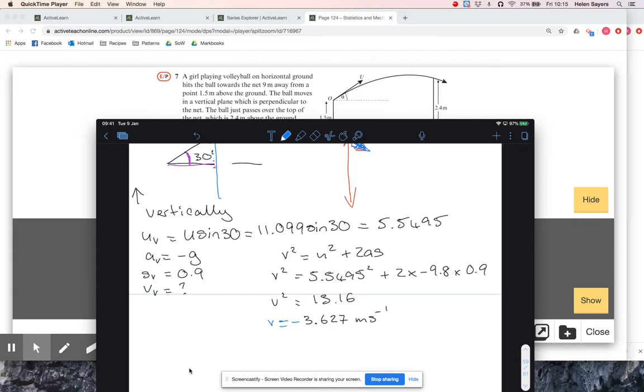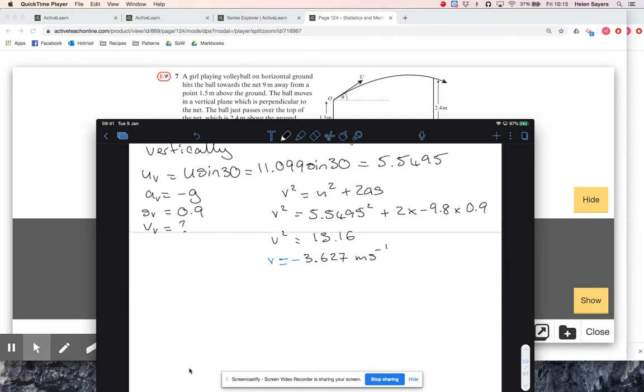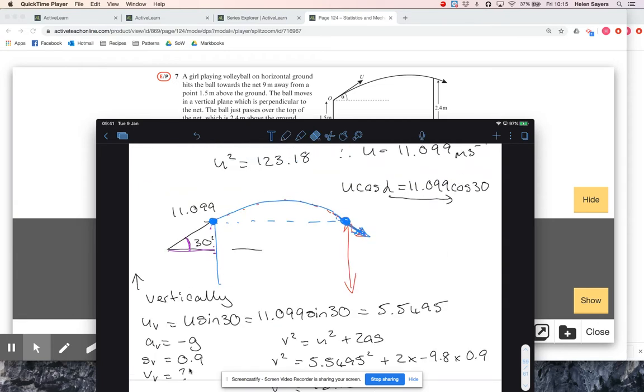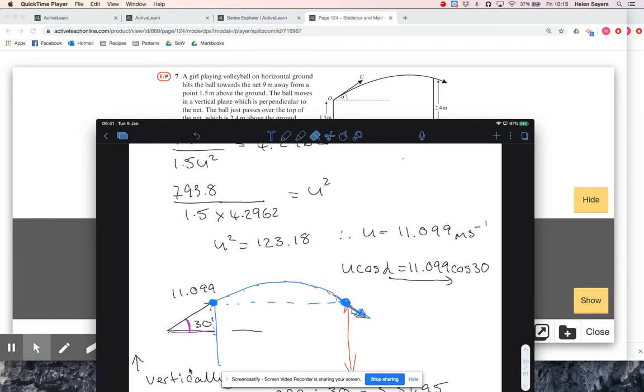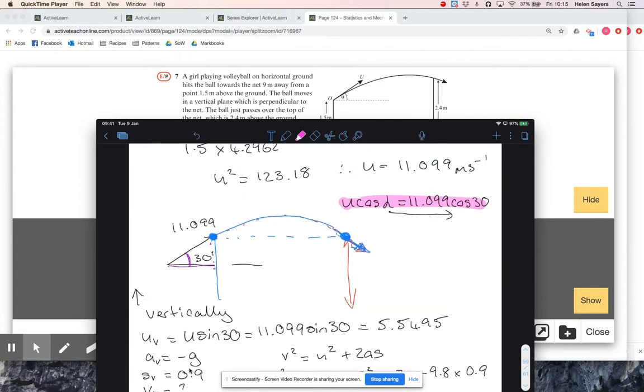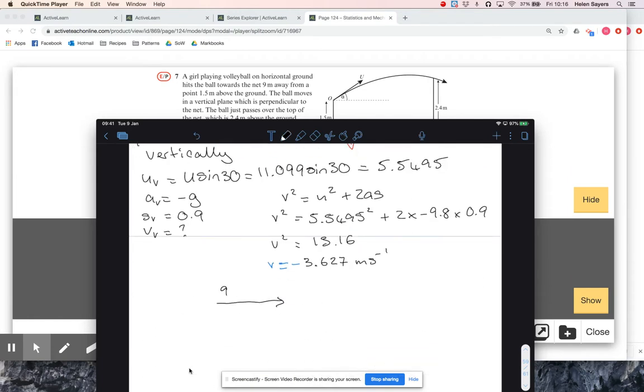We're really close to finishing this question, and my final stage is basically going to be to use Pythagoras, where I'm going to square that anyway, so it's not going to matter, but just to be technically correct. We always had the horizontal velocity because that wasn't changing. So let's do that into the calculator now. 11.099 times cos 30. I get that as 9.612. So the horizontal velocity was a constant 9.612.